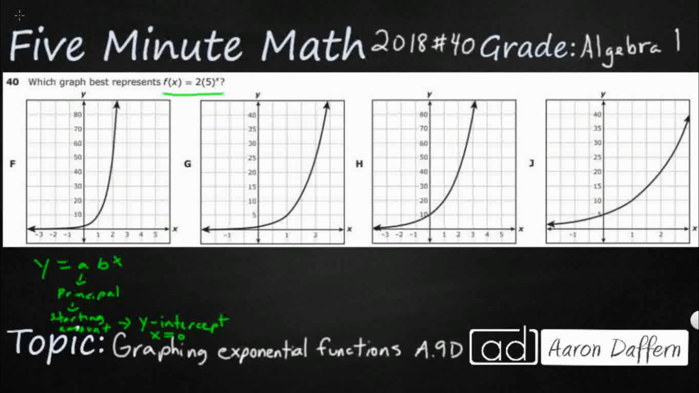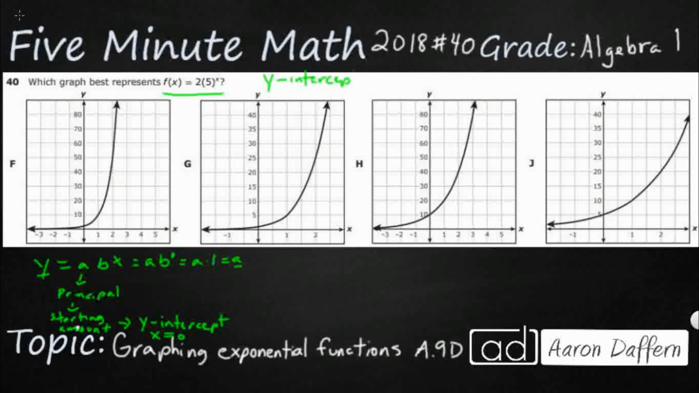Now, how do we know that? Well, let's just plug 0 in here. A times b to the 0. Well, anything to the 0 power is simply 1. So that's a times 1, which means when x equals 0, y equals a. So I've got this 2 right here. That's my y-intercept.